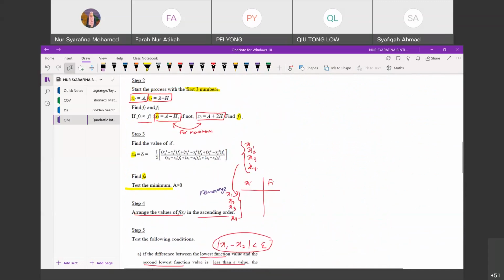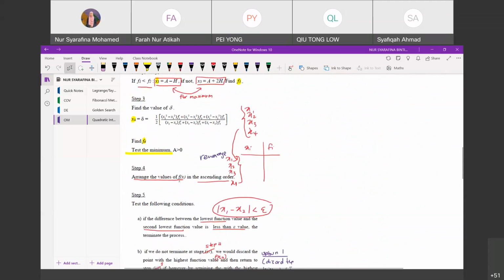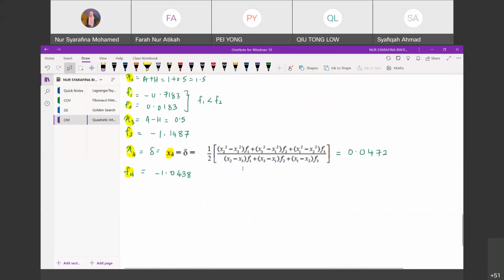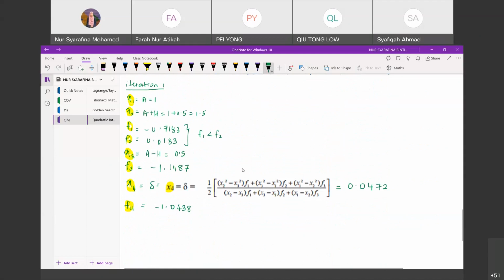Once you obtain x1, x2, x3, and x4, you have to test the minimum. Okay, arrange the values of fx in the ascending order. So now we have xi, we have fi. Okay, the smallest one should be what? Smallest one should be minus this one, right? Minus 1.1487, okay, which comes from x3, 0.5.